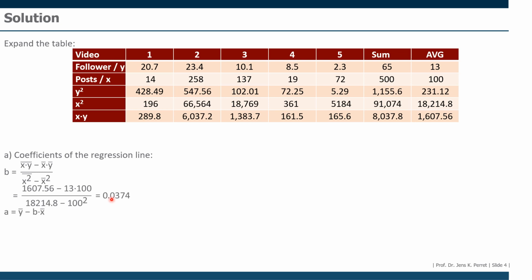Okay, so that's already the slope. Now we can use the following formula for the intercept, which is just the average of y, 13, minus b, that's this value here, times the average of x, the 100, giving us here an intercept of 9.256. Those two numbers then already make up our regression line. So here we have y is equal to 9.256 plus 0.0374 times x.